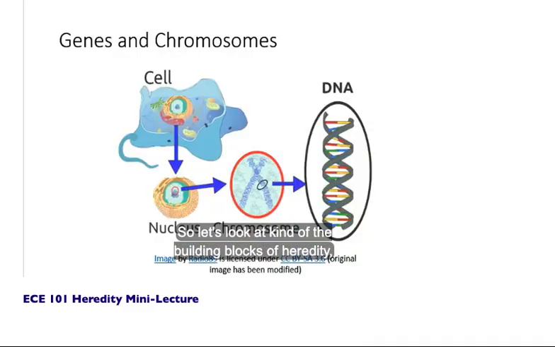So let's look at kind of the building blocks of heredity, kind of where it comes from. So within every cell is a nucleus. And within that nucleus is the genetic material. That genetic material is found on chromosomes. And so those chromosomes are made up of coils of DNA, and on those coils of DNA are our genes. And our genes are what affect everything that DNA controls, right? It all goes down to the genes. What genes do we have?